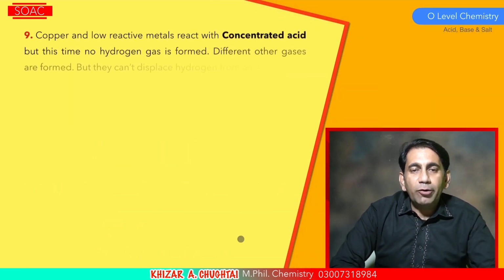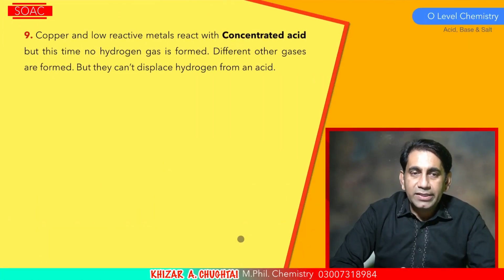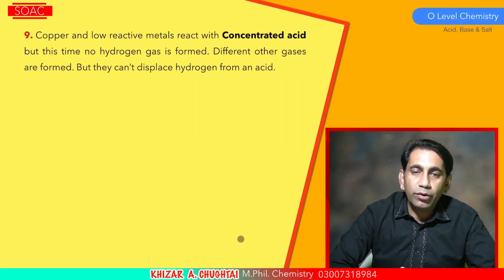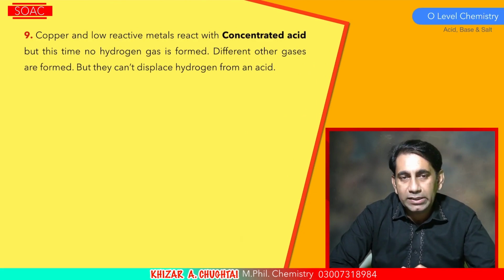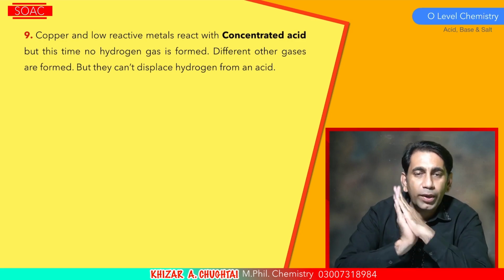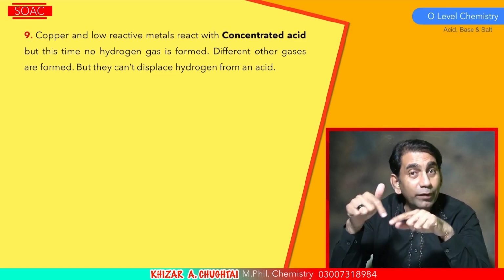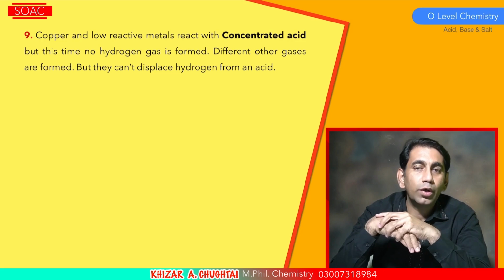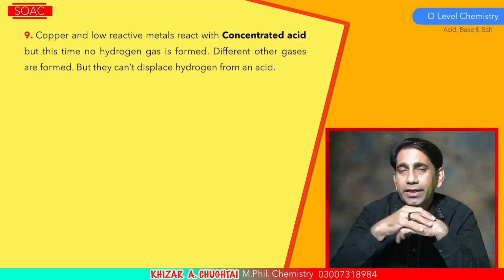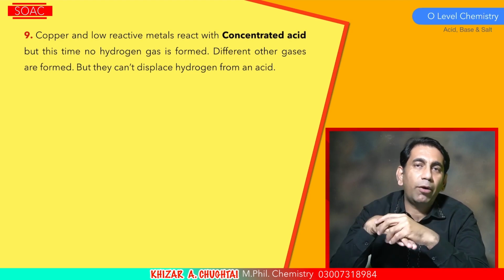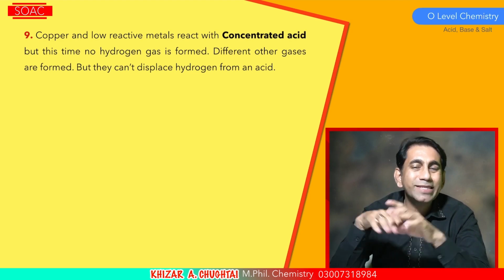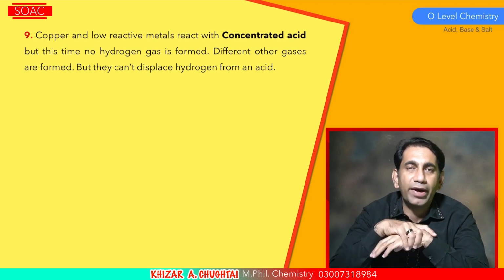Copper and the low reactive metals react with concentrated acid, but this time no hydrogen gas is formed. Different other gases are formed, but they cannot displace hydrogen from the acid. So copper and low reactive metals can react with acid. Yes, it is true, but only with a concentrated acid. And this time there is no formation of hydrogen gas.